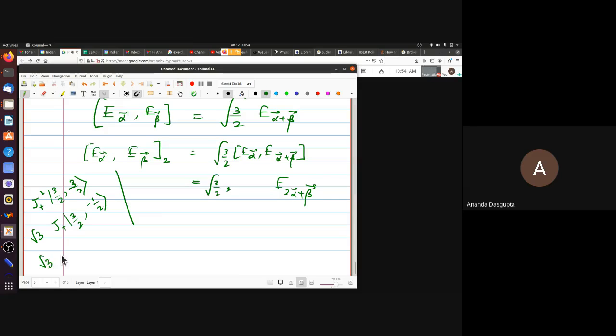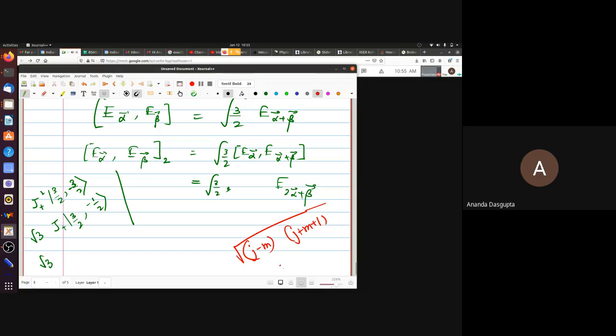So apart from the root 3, what other factor will you get? 3 by 2 minus half. How much is that? I don't remember the exact form of the factor, but this is something which everybody must memorize. This is j plus m into j minus m plus 1, and it's pretty easy to remember. I never memorize. The point is you need to know that when you're raising, m equal to j will give you 0.